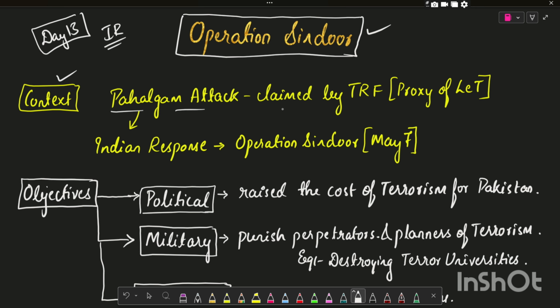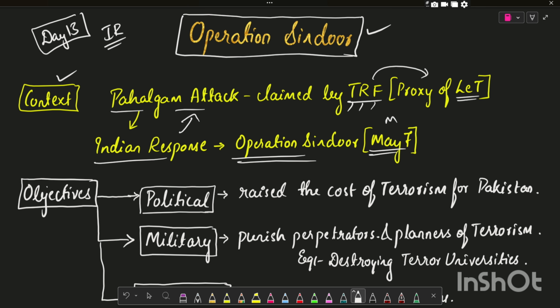Pahalgam attack, which was claimed by TRF, that is the Resistance Front, which is considered a proxy of the Jammu and Kashmir-based terror organization, that is Lashkar-e-Taiba. The Indian response to this Pahalgam attack was through Operation Sindoor, which was launched in the midnight of May 7.